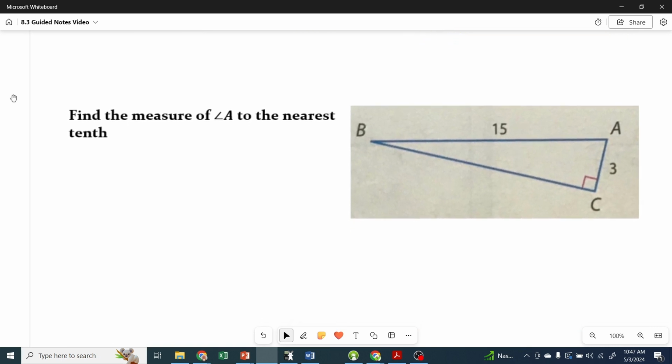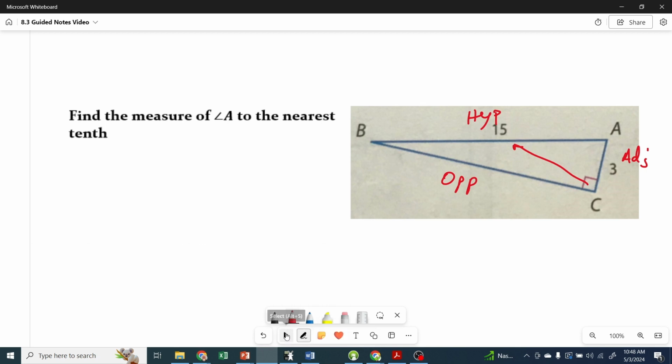Okay, last one here. I have a hypotenuse here. This is across from here. This is the hypotenuse. This is adjacent. This is opposite. I've got nothing in opposite, so I am going to use cosine. So cosine -1 of 3 over 15 is equal to angle A.